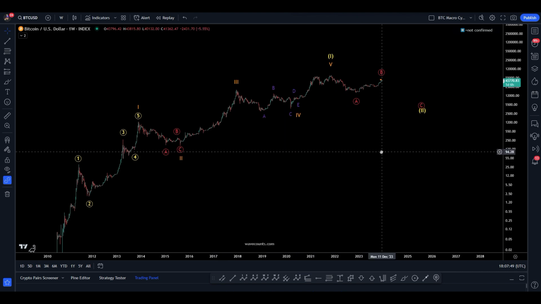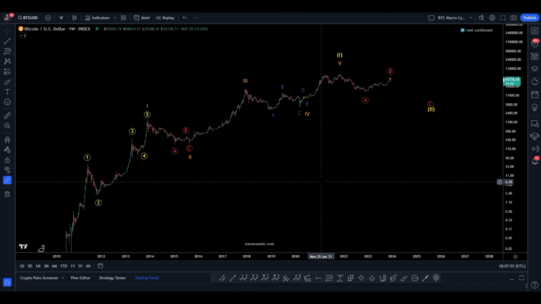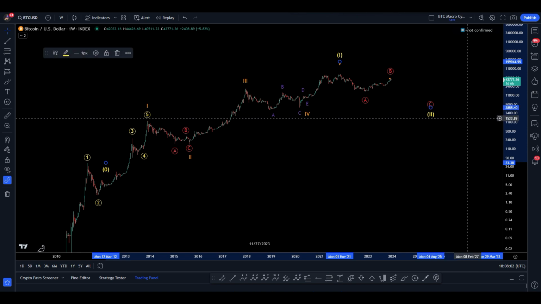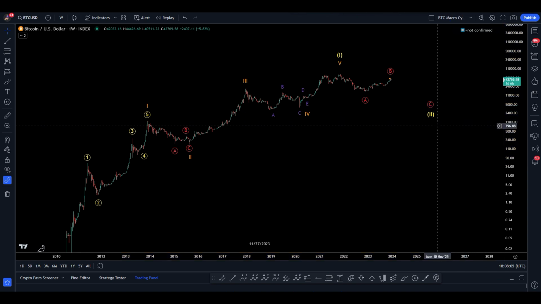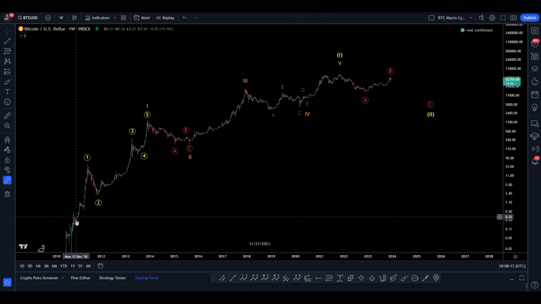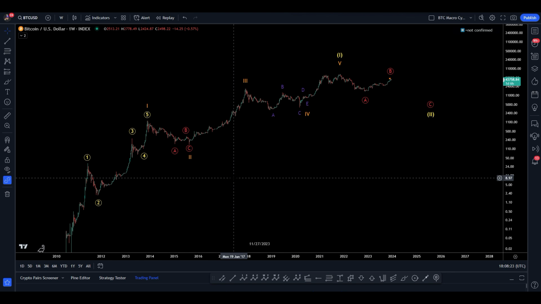All right, so this is the primary Bitcoin count. I have an alternate, but today I'm only going to show the primary counts. But here's the evidence I have supporting this macro level Bitcoin primary count. Elliott says that almost every impulse wave contains one and only one extension. It can have up to two. That is possible, but it can never have three.